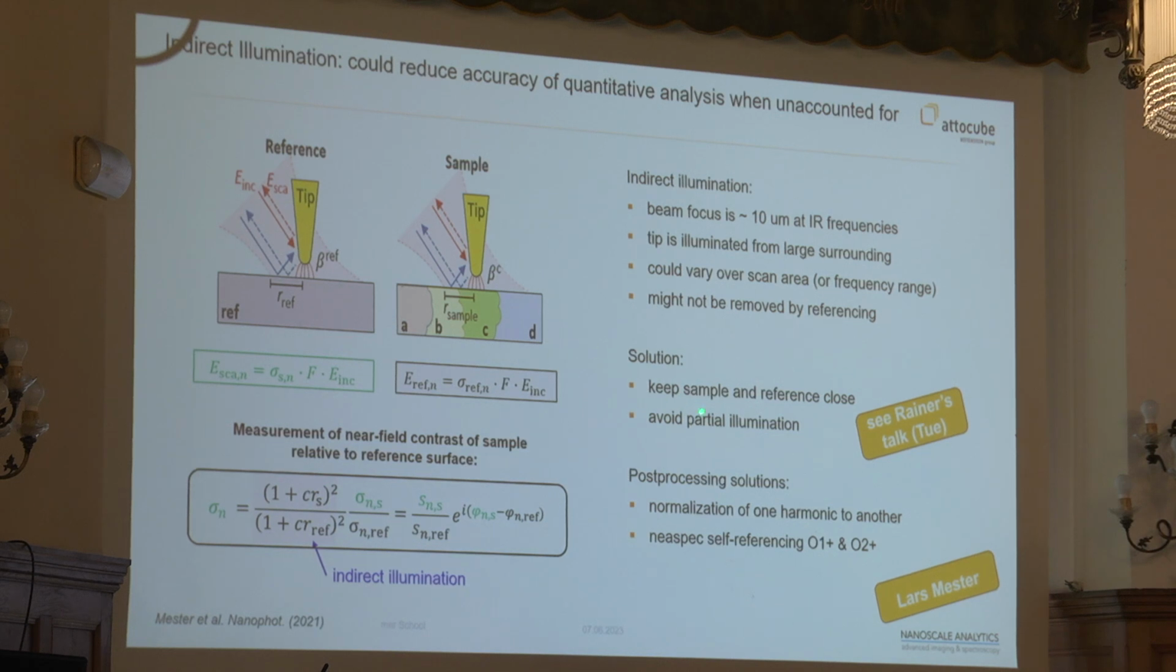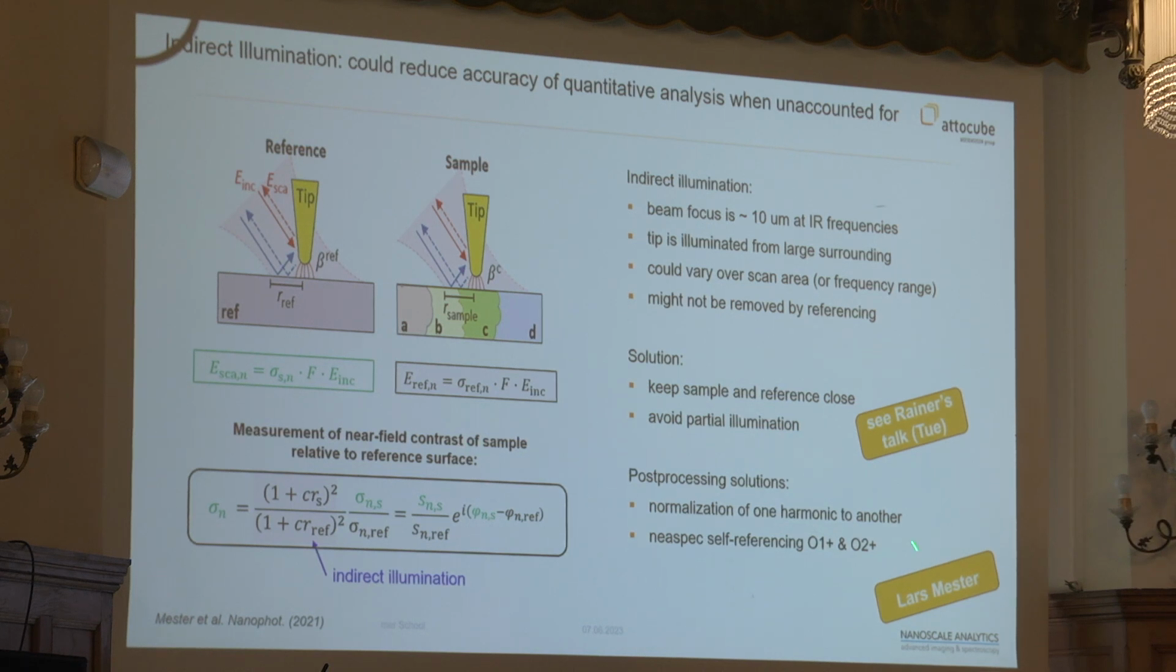So, some practical guidelines: keep the sample and the reference point close. Avoid partial illumination, and so on. But what I wanted to briefly mention, and I think Lars will go into the details of this, is that there are post-processing solutions. One of them is normalization of one harmonic to another harmonic, and that cancels out because it's at the same spot, the same location. The indirect illumination cancels out because it's exactly the same for both harmonics.